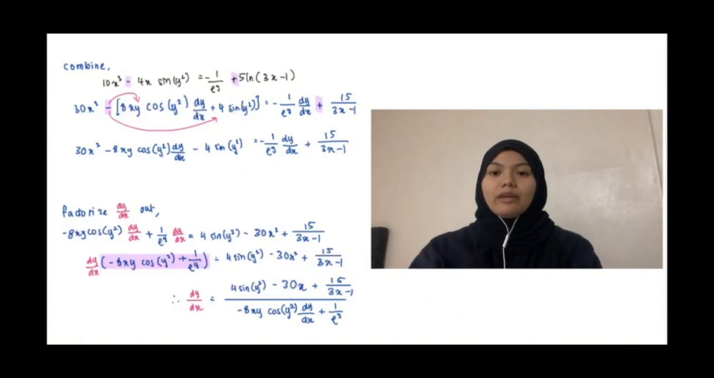And then the symbol will be expanded into each of your terms, and after that you will have to factorize the dy over dx. After that, you will just have to bring the expression over to the right side of the equation, and then we will have our dy over dx by using implicit differentiation.